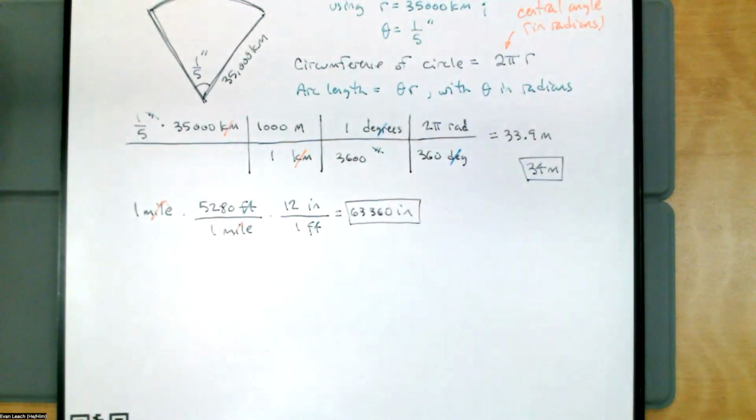If I had to translate this into meters, the only one that I can remember is 1 inch is 2.54 centimeters. So I had to go from miles all the way down to inches, inches over to centimeters, centimeters back to meters. Any questions? Is everybody okay?